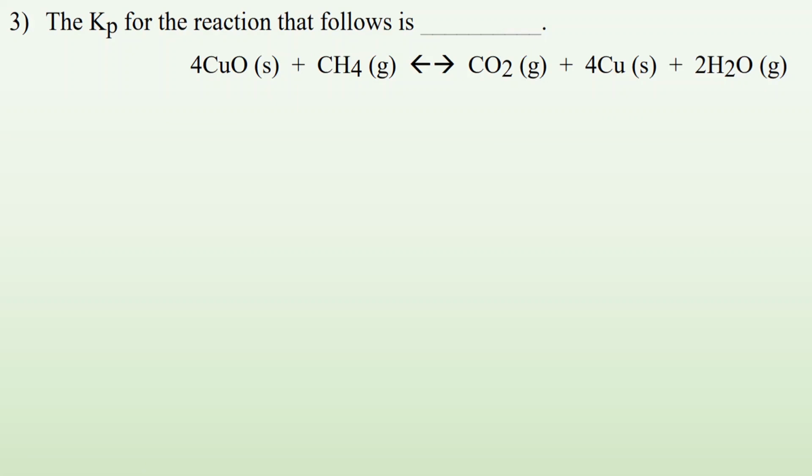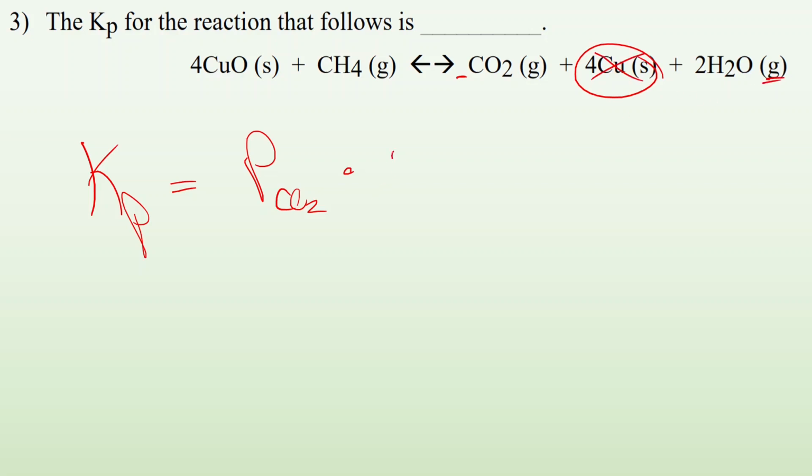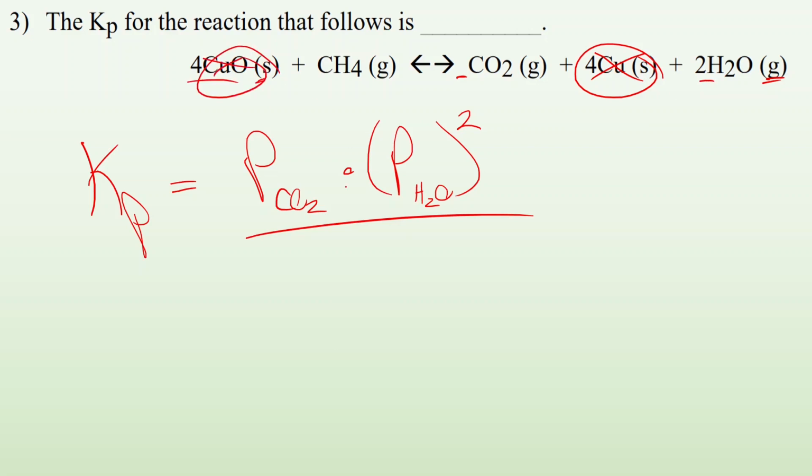Number three, the Kp for the reaction that follows is blank. So Kp is going to be in terms of pressure instead of concentration. The pressure of the products, well, we have CO2, with a coefficient of 1. Times, well, let's see. Solid, nope, not going to be a part of it. Another gas, so the pressure of H2O, but it gets squared because of that coefficient of 2. Over the reactants. CuO solid, not going to be a part of it. But CH4 gas will be. So the pressure of CH4 and its coefficient is 1, so we just leave it as that. That is the expression.